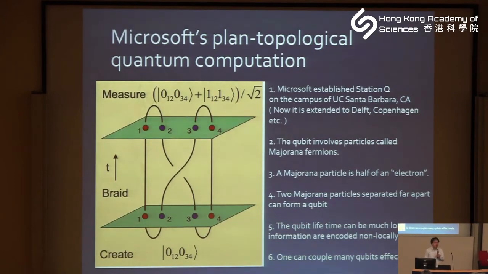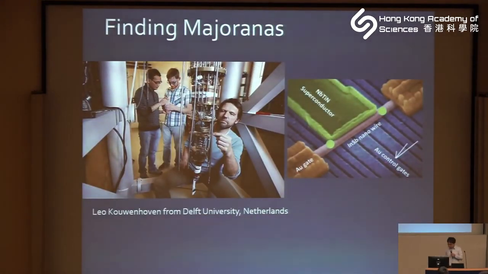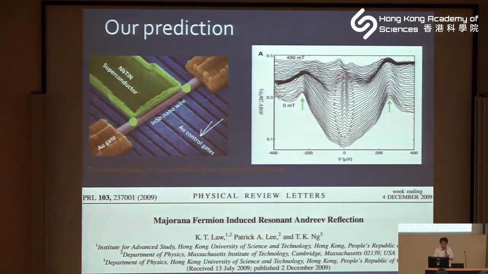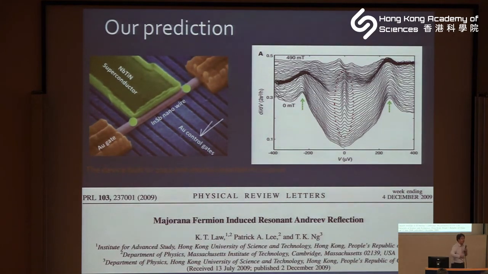Actually, these Majorana particles are a subject that I studied in the past decade. You can find these Majorana particles, for example, if you have a nanowire, you put a superconductor next to it, and also you need to apply a magnetic field. In any case, you can find these Majorana fermions in some special types of superconductors. And this gentleman here, Leo Kouwenhoven, visited us a few times here in Hong Kong, and he is one of the leading experimentalists for Microsoft searching for Majorana fermions. And I'm a theorist, so my job is to predict what you will see if you have a Majorana fermion.